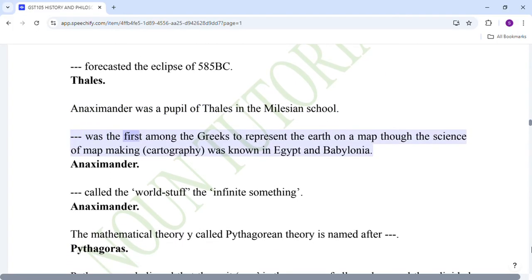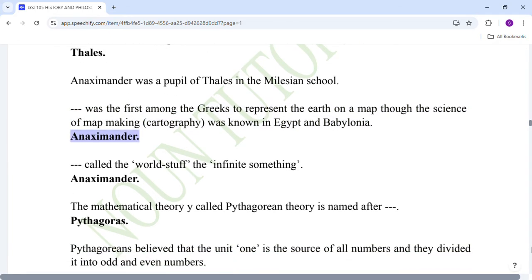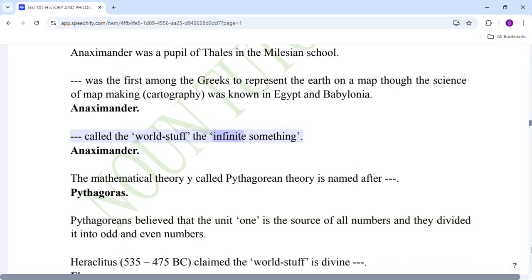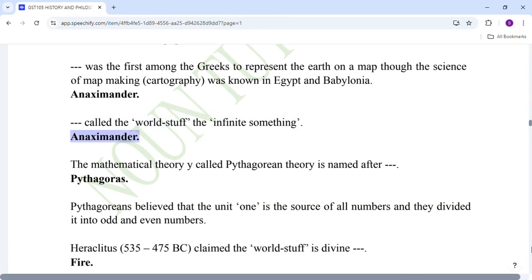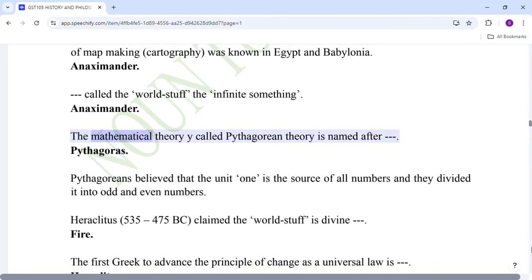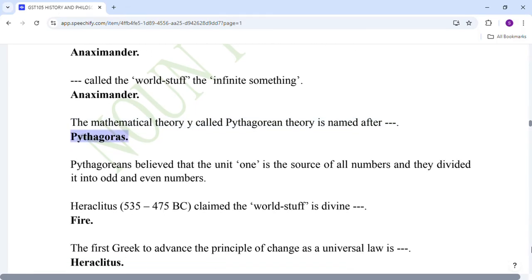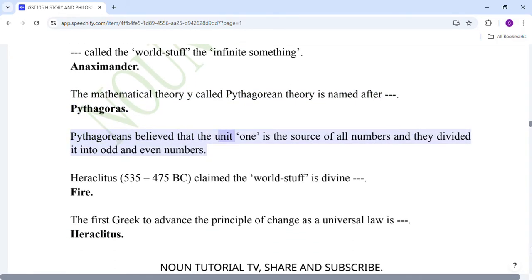Anaximander was the first among the Greeks to represent the earth on a map, though the science of map-making, cartography, was known in Egypt and Babylonia. Anaximander called the world stuff the infinite something. The mathematical theory called the Pythagorean theorem is named after Pythagoras. Pythagoreans believed that the unit 1 is the source of all numbers and they divided it into odd and even numbers.